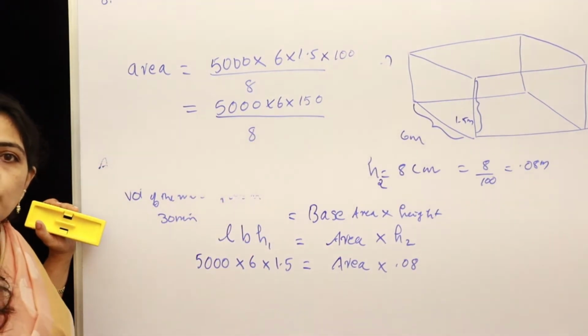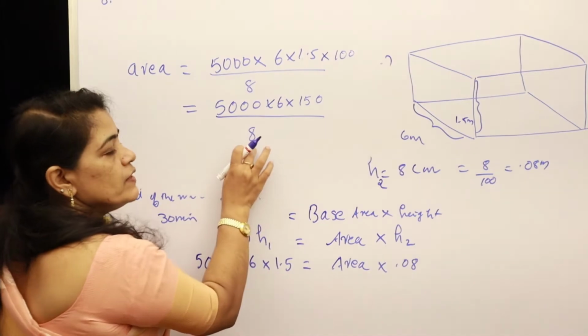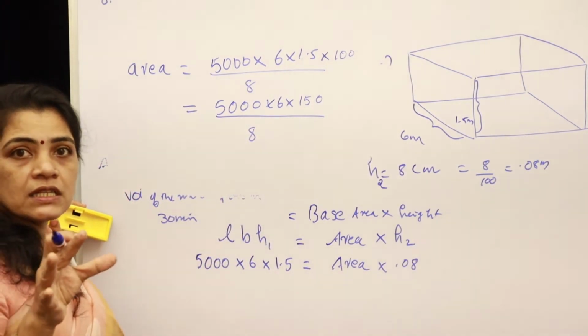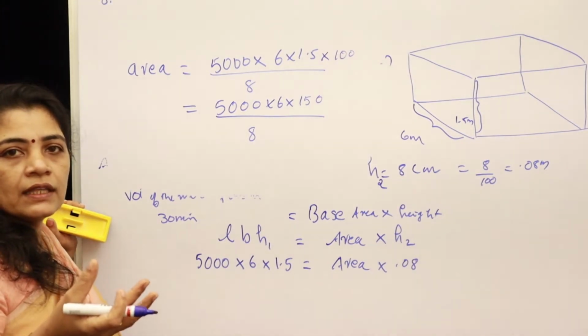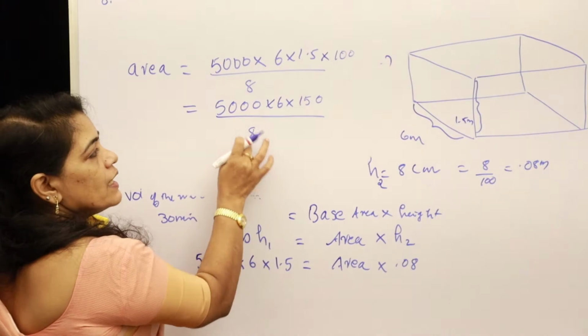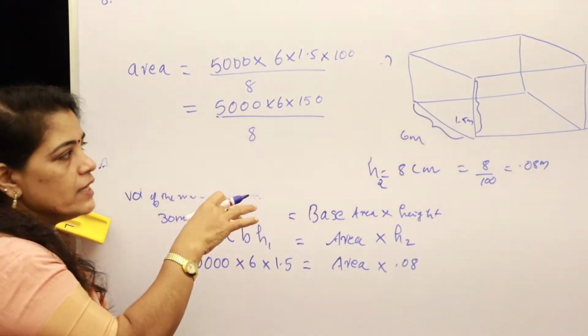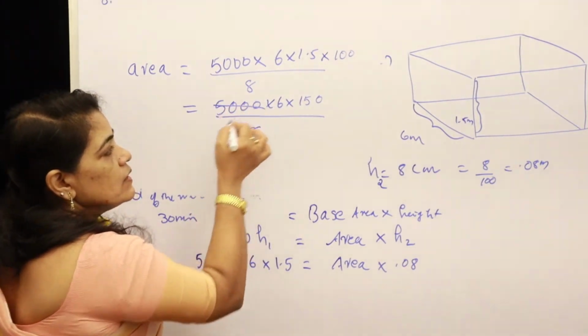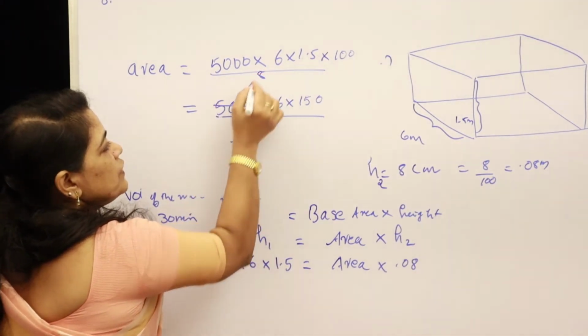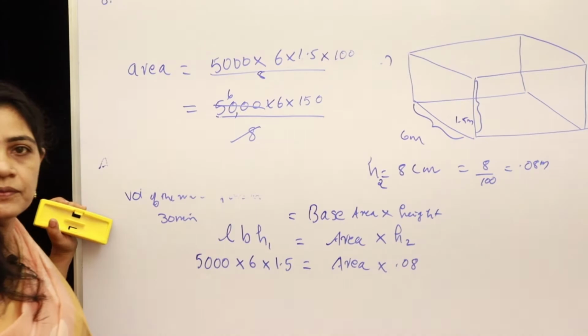Now we are going to divide this numerator by 8. What is the divisibility test of 8? Any number having 3 zeros at the end, that is, zero in the 100's place, 10's place and 1's place, is divisible by 8. So you can divide 5000 directly by 8.